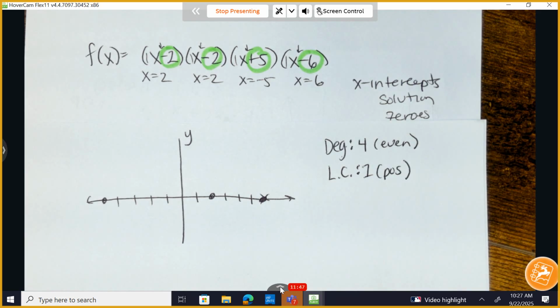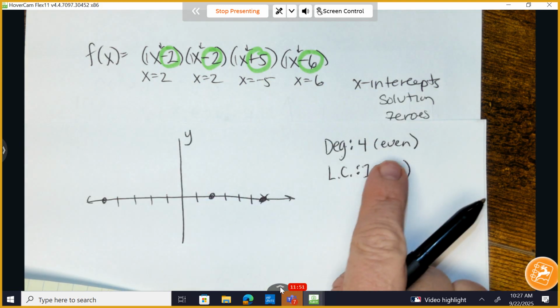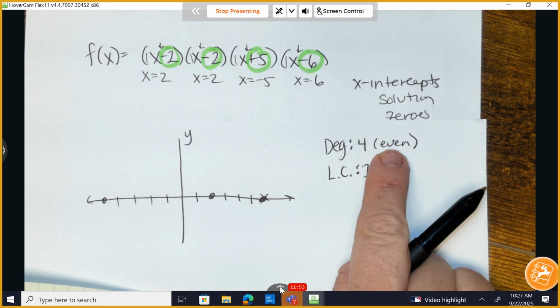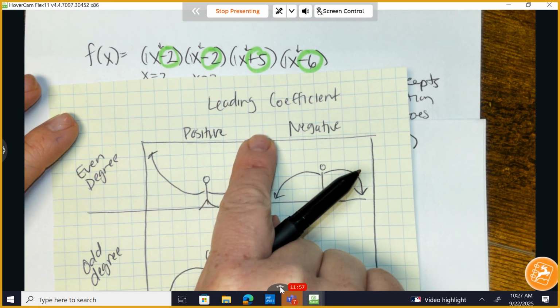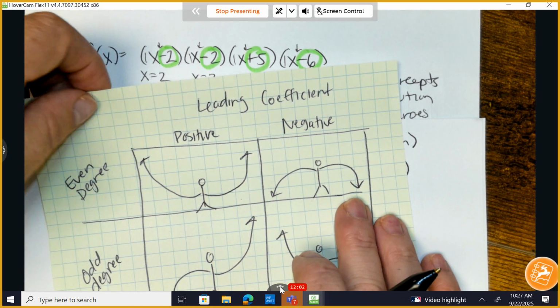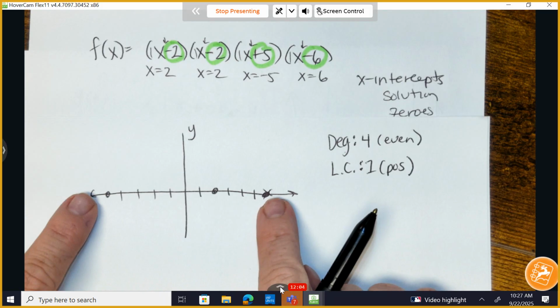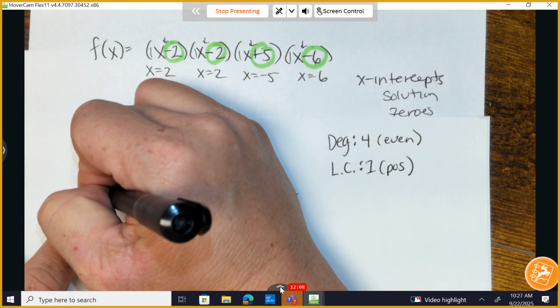Please go to your notes and look at the end behavior chart. Please identify the position that has even positive. Even positive says up on the right and up on the left. So we're going to go to the very ends that we have, the two end x-intercepts, and we're going to go up on the right and up on the left.